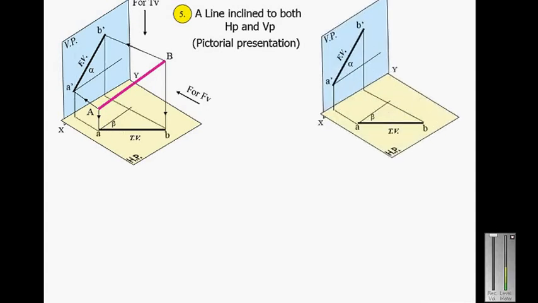And this is the pictorial representation. The first figure represents the pictorial representation, and in the second figure you can see that in the vertical plane you will get the front view, the apparent length A dash B dash, and it makes an angle of alpha with the XY line or with HP. And in the top view, you will get the top view making an angle of beta with the XY line or with VP.